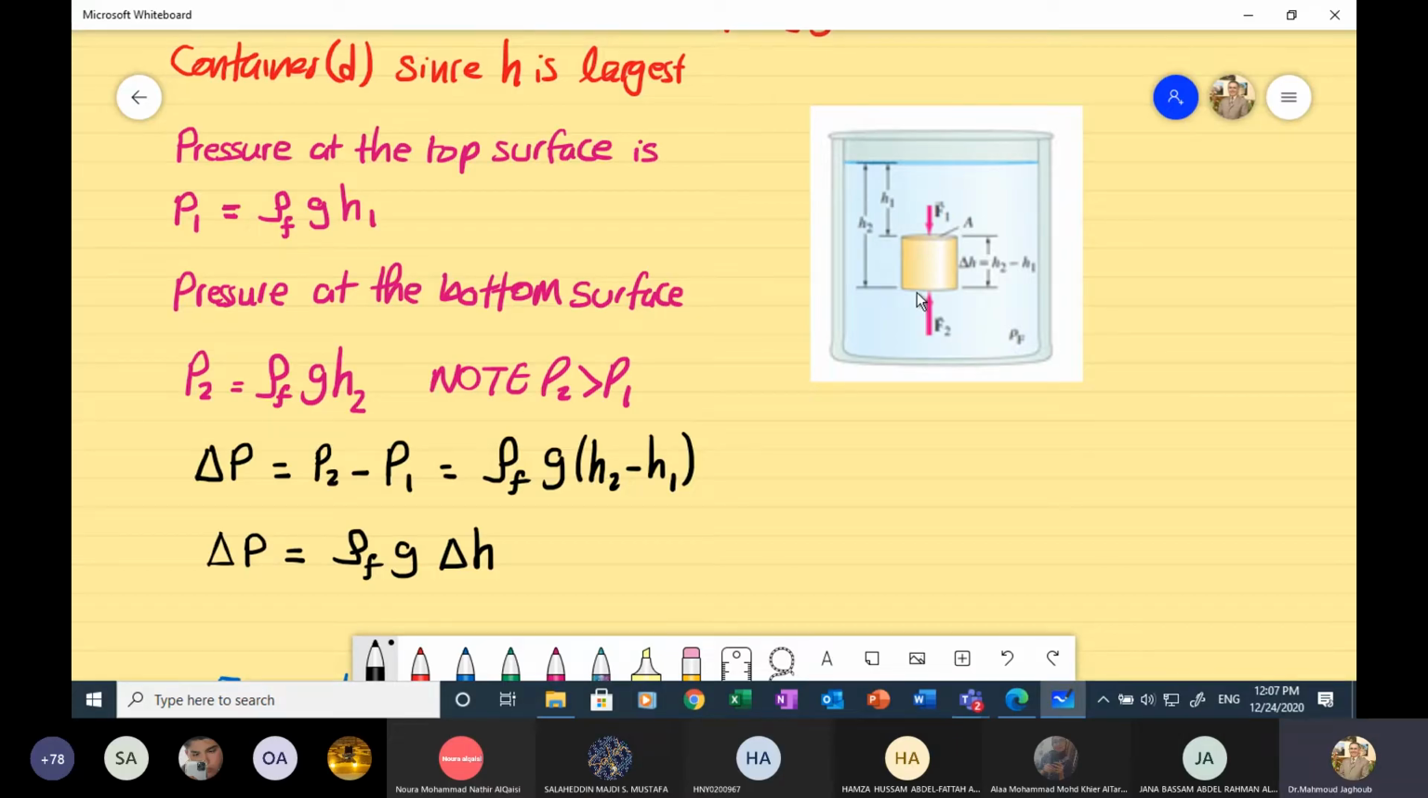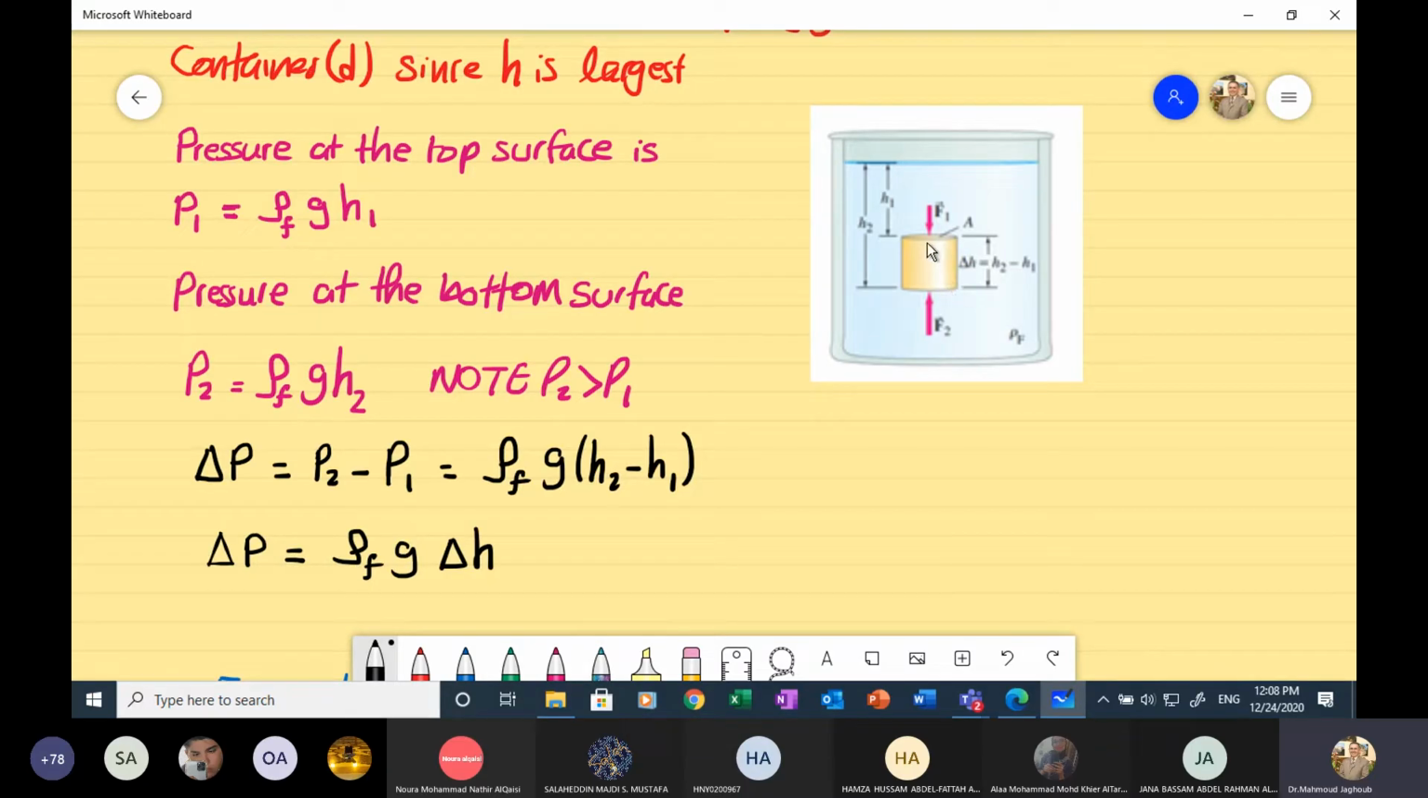So what is the difference in pressure? Since the pressure at the bottom is larger than the pressure at the top, I have a pressure difference. Delta P equals P2 minus P1, and it's going to be equal to rho fluid g, which is a common factor in both, multiplied by H2 minus H1, and H2 is greater than H1. So the pressure difference is rho fluid times g times delta H. Delta H is the difference in height between those two. You can call it H if you like, H2 minus H1. So delta P equals rho fluid g times delta H.